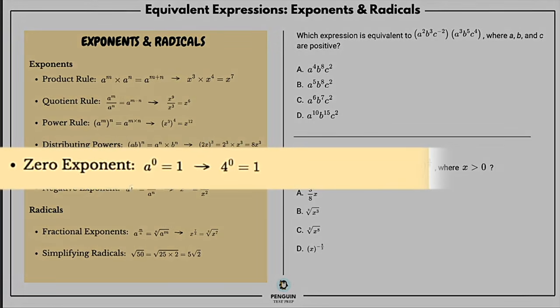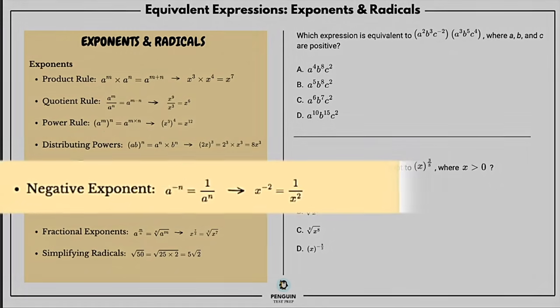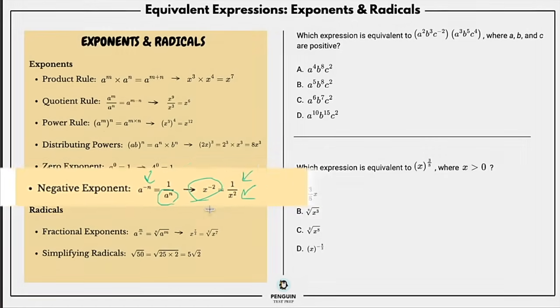Zero exponent rule: anything to the 0th power equals 1. That's it. Negative exponent rule: a negative exponent is the same as 1 divided by a positive version of that exponent. So if we had x to the negative 2, it'd be the same as 1 divided by x to the 2, or 1 divided by x squared.